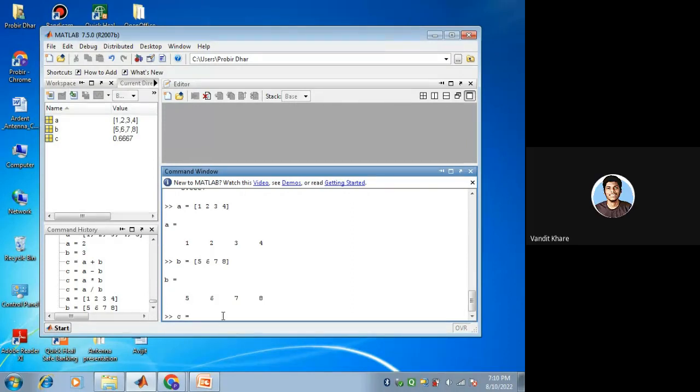What type of matrix is it? Row matrix. And this one? Both are also row matrix. Can I multiply A into B? No, because the number of columns of A should be equal to the number of rows of B. These are not equal.